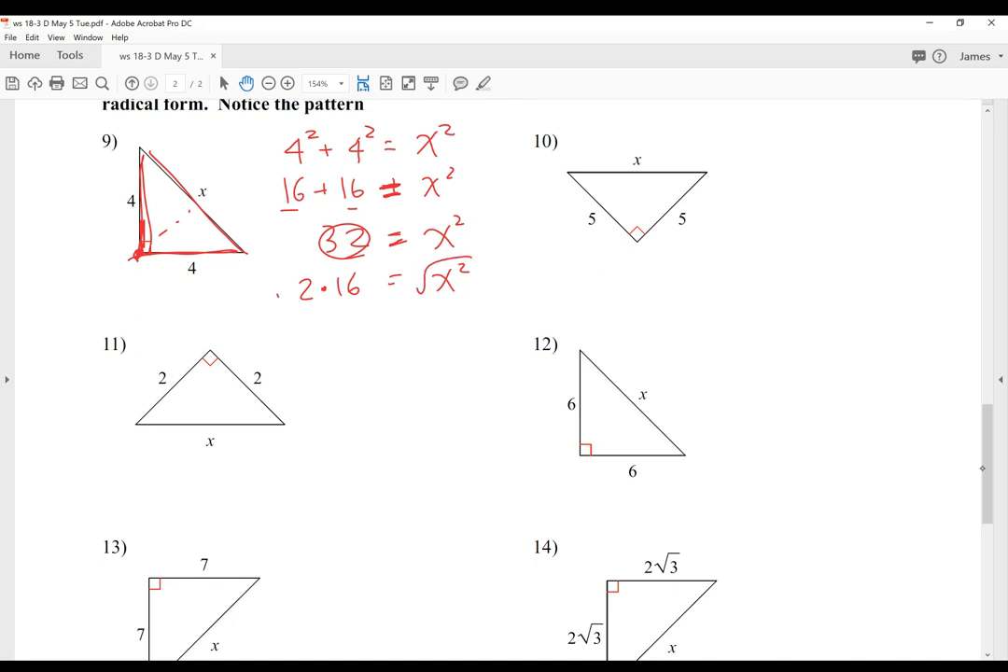So square root on both sides. Equal sign. So now when you do square root of 2, it does not come out. You just have square root of 2. But what is the square root of 16? Square root of 16 is 4. Oh yeah, that 4. Right, so x is equal to 4 square root of 2. You see the pattern? Do you see what's happening?